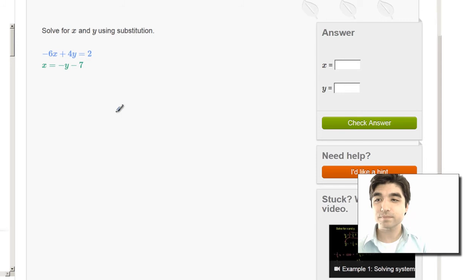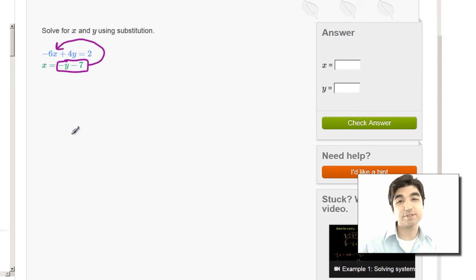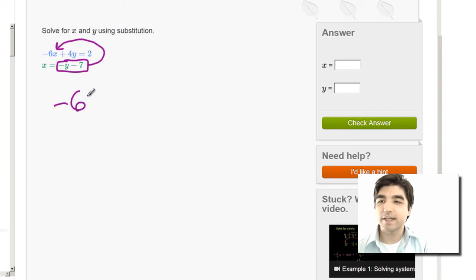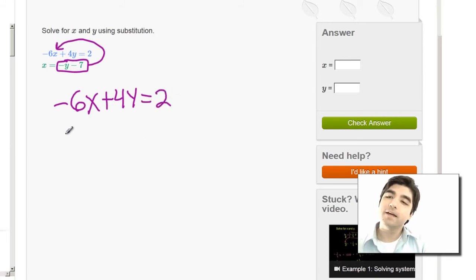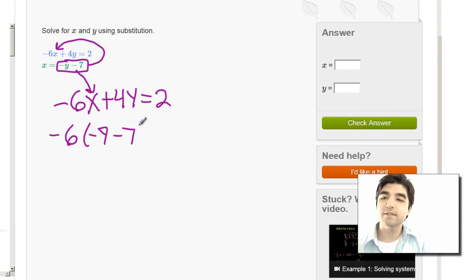In this one we have negative 6x plus 4y equals 2. This time they give us the x equals by itself. So what we're going to do is take this negative y minus 7 and plug it in for the x in the other equation. Does that make sense? So take your second equation and rewrite that: negative 6x plus 4y equals 2. Then plug the stuff in for x. So we got negative 6 times negative y minus 7 plus 4y equals 2.